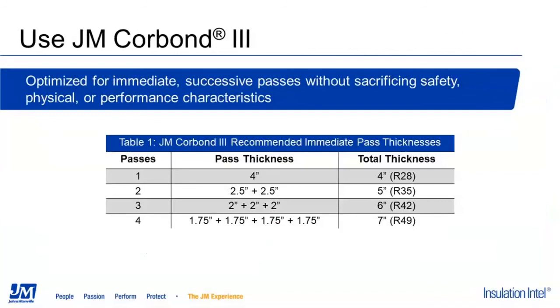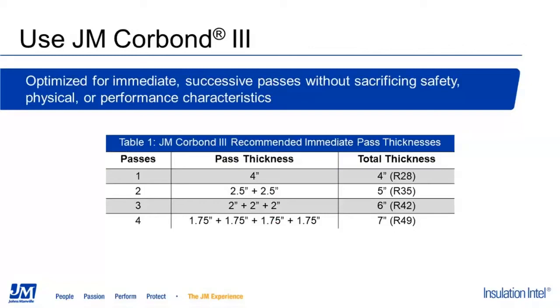The other alternative that Johns Manville recommends is using JM Corbond III. The formulation has been optimized for multiple immediate passes without wait time in between that will not sacrifice safety, physical, or performance characteristics. JM's recommended pass thickness chart is located on this slide, but it can also be found on the Corbond III datasheet or at jm.com.